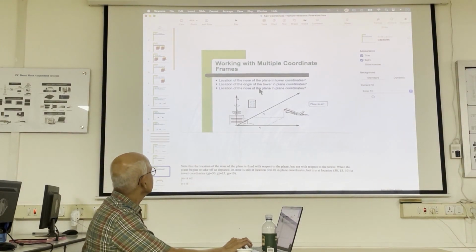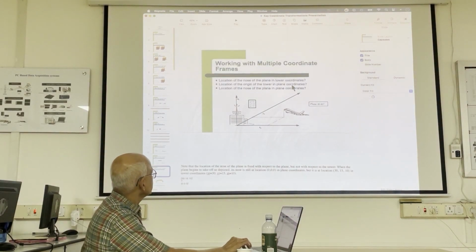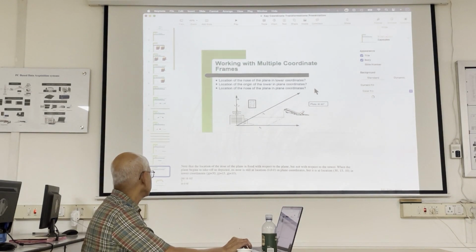He has it. So location. So you can finish this. Location of the nose of the plane, the nose of the plane in tower coordinates. Location of the origin of the tower in plane coordinates. Same questions. Location of the nose of the plane in plane coordinates, and you know that 0, 0, 0 is the answer for this.